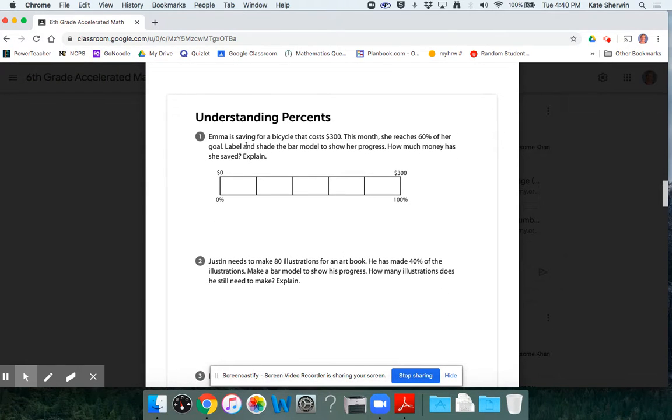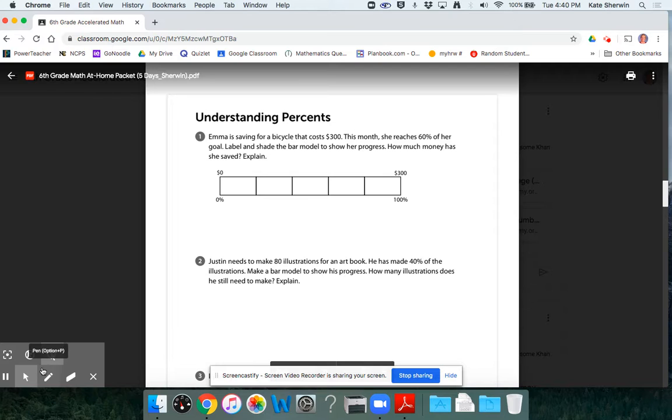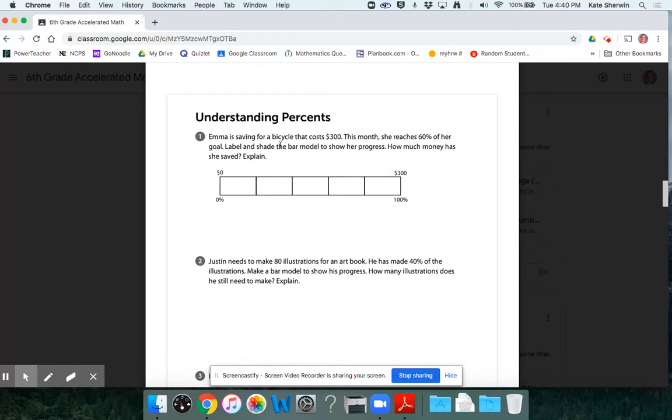Emma is saving for a bicycle that costs $300. This month, she reaches 60% of her goal. Label and shade the bar model to show her progress. How much money has she saved? Explain. So here's the bar.